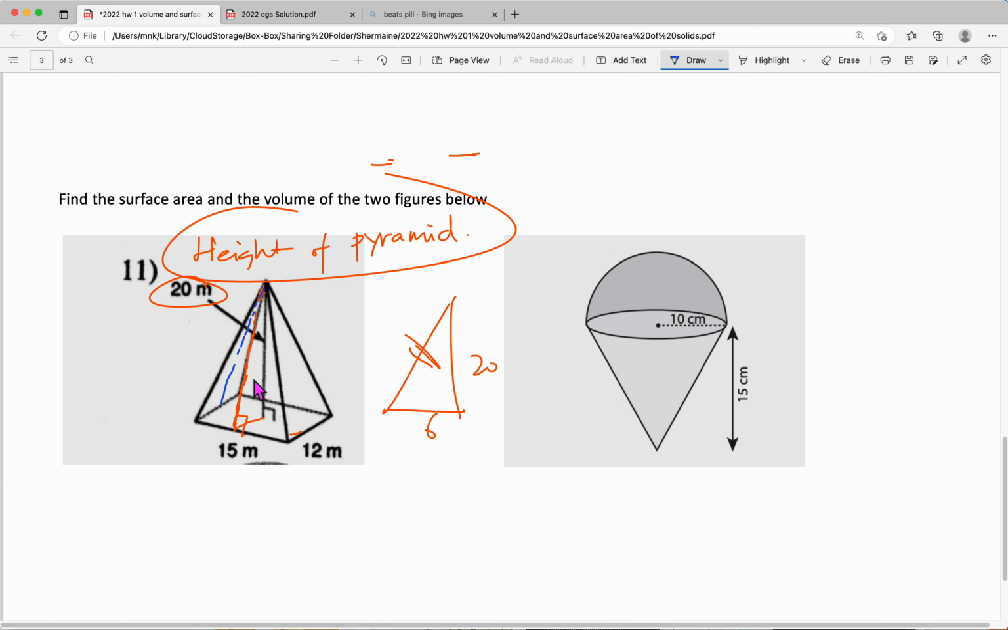Then you need to find the base also. Base area, the bottom. The 15 times 12. So then after that, you just add all up. Okay? How do you get the volume of this pyramid?